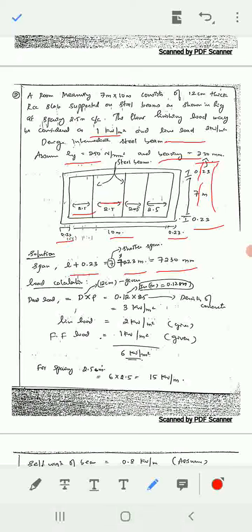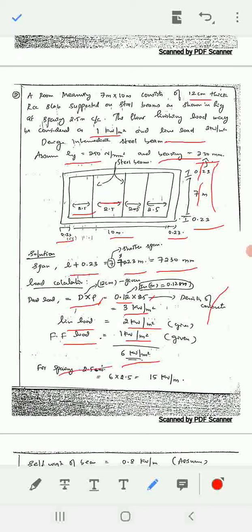Then here dead load is not given, that is D into rho. D is nothing but the slab thickness given, 12 centimeter. 12 centimeter in the sense 0.12 meter. 0.12 into rho, density of the concrete, that is 25 always. We'll get 3 kilonewton per meter square dead load. Live load is 2 kilonewton. Then floor finish load is 1 kilonewton given. Total we get 6 kilonewton.